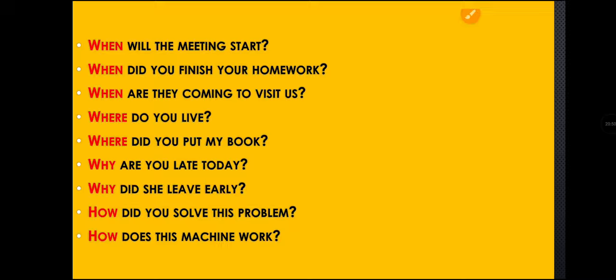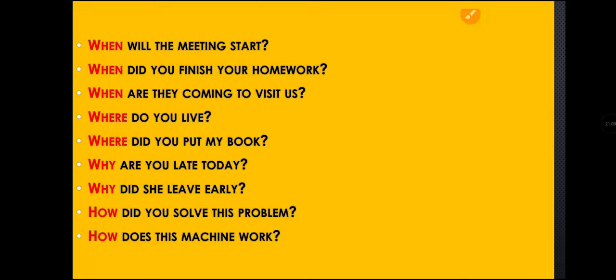You see, just look at the underlined WH words at the beginning. They are modifying verbs. Which verbs are they modifying? In the first example, start. In the second example, finish. In the third example, coming. In the fourth example, live. In the next example, put.